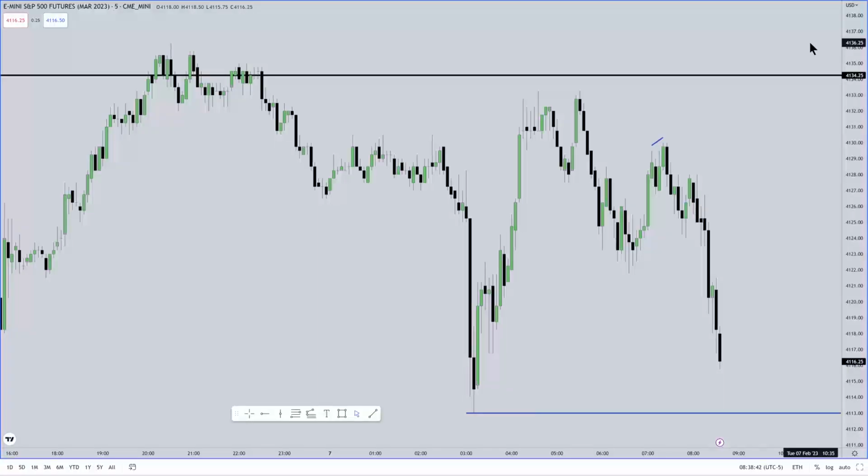All right, so now think about what has happened here. We have a 5-minute chart. We have liquidity down here. Let me get this out of the way. Sorry.